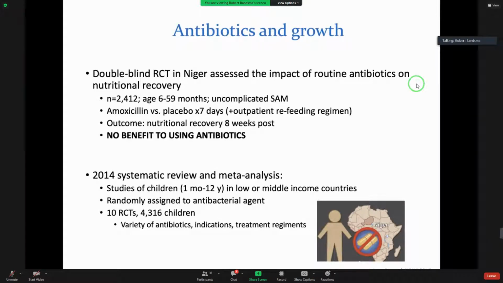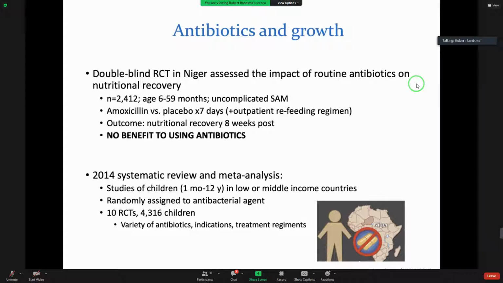These are studies. This is a double-blind randomized trial that was done in Niger, in about 2,500 children, whereby they gave them amoxicillin or placebo. This was in severely malnourished children, and they looked at their nutritional outcome 8 weeks later. There was absolutely no benefit to giving antibiotics.